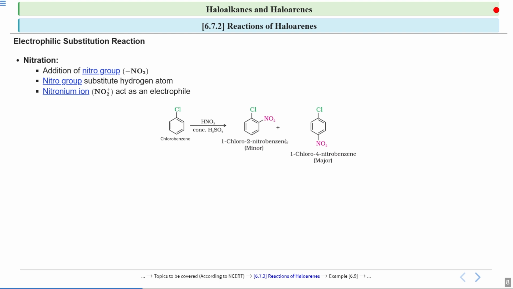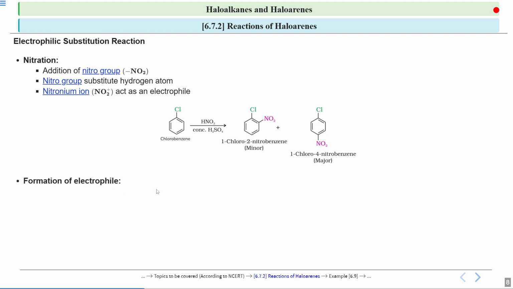Again, due to a similar reason, this para substituted haloarene has symmetry, and also in the ortho substituted product you have steric hindrance compared to the other product, the major product you are getting. So that's why your para substituted product, that is 1-chloro-4-nitrobenzene, is your major product.